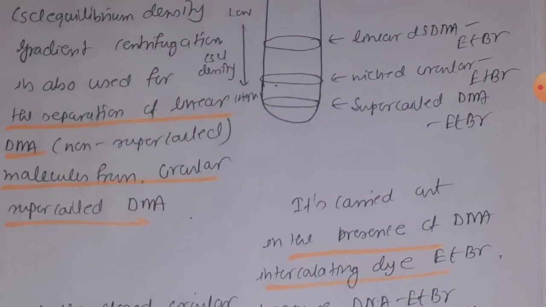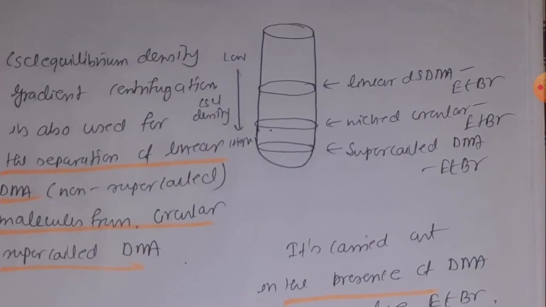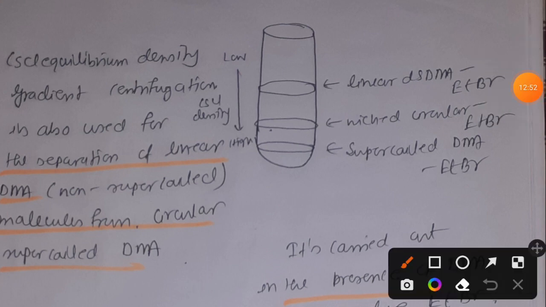So now another important thing that I want to discuss is another application of cesium chloride density gradient centrifugation, that is you can separate supercoiled circular DNA molecule from the linear double stranded DNA with the help of this kind of centrifugation. But when you are performing this kind of experiment, you have to use ETBr, that is ethidium bromide. Ethidium bromide is an intercalating agent that we have to use here.